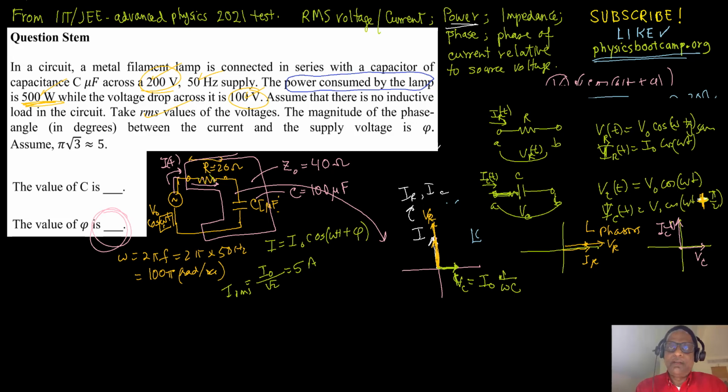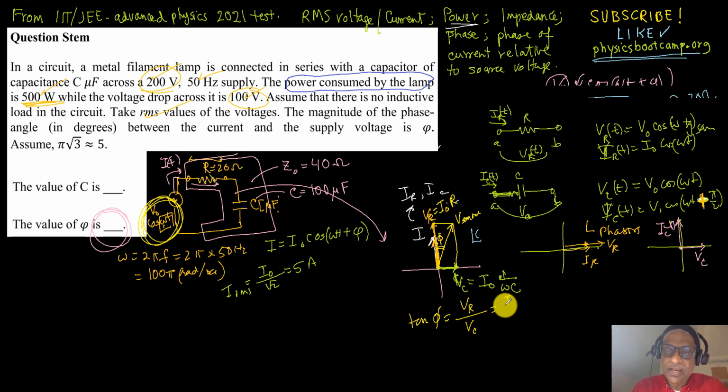So the combination of these two is the actual voltage of the source. The voltage of the source should be this one, in that direction. So this is the angle we are looking for. From here, tangent of phi is whatever the VC is over whatever the VR is. VR is just I0 times R.